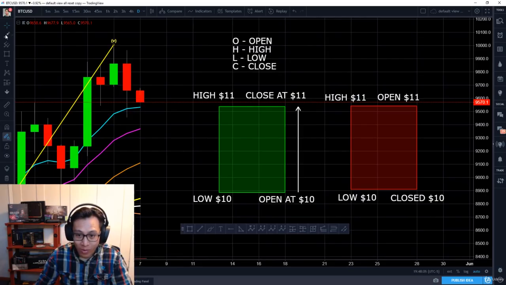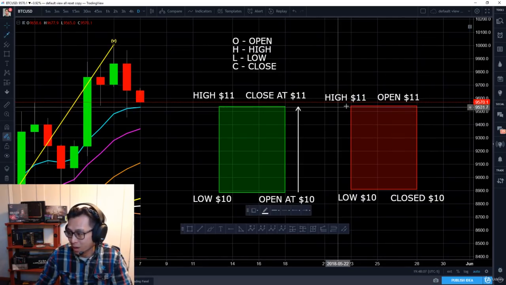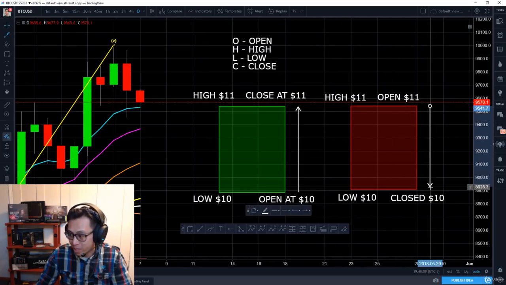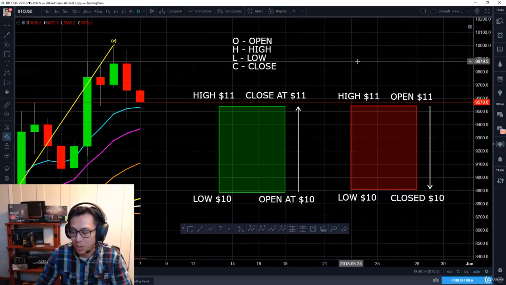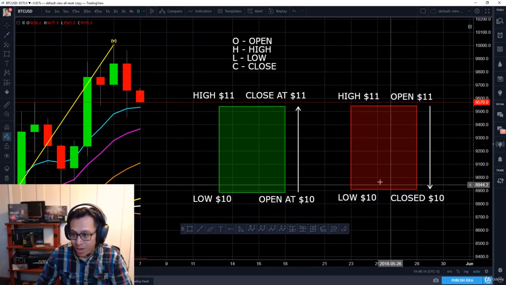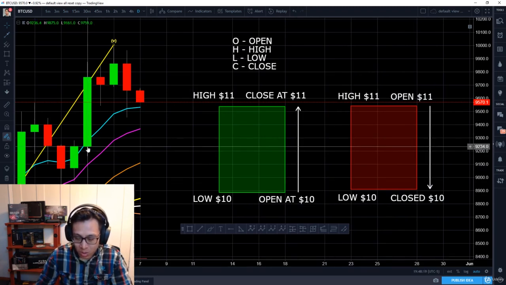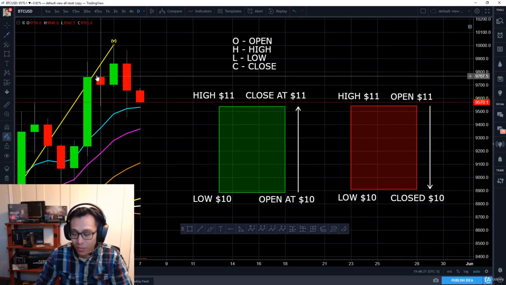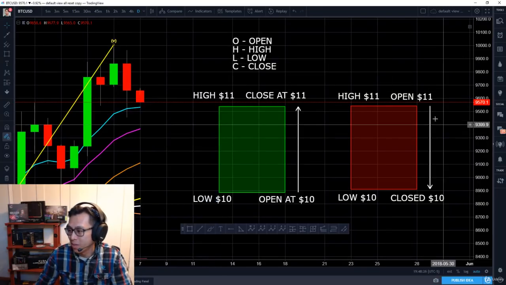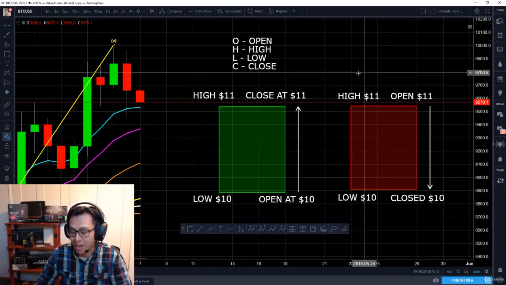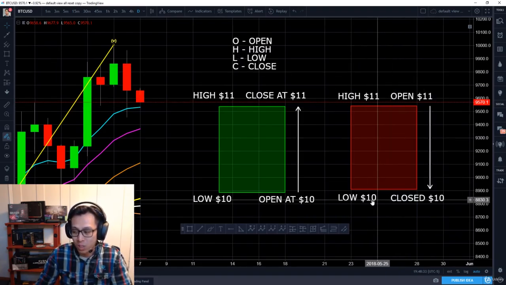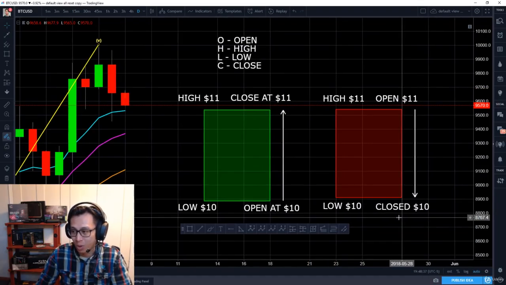And then the other way around, we're going from up to down because this is where we're starting the opening price. So this is actually a downtrend. This green candle is going from down to up, and this candle is going from up to down. So the open is at $11, and that was also the high of that candle. Then it reached a low of $10, which also closed at $10.